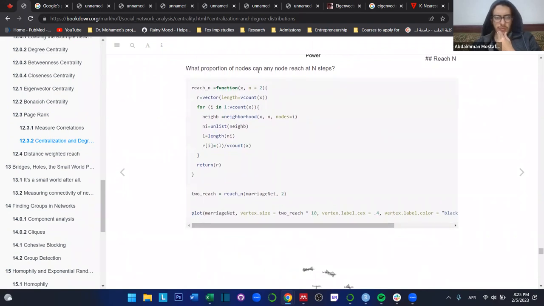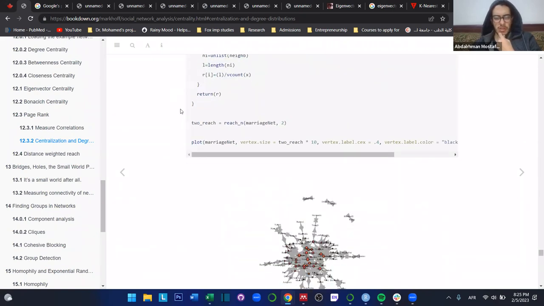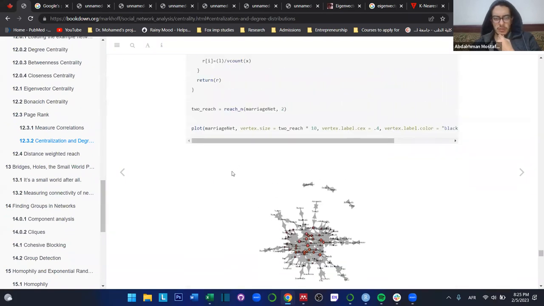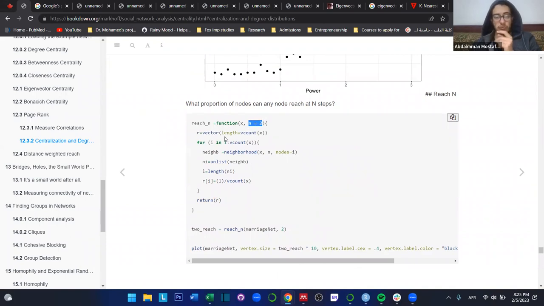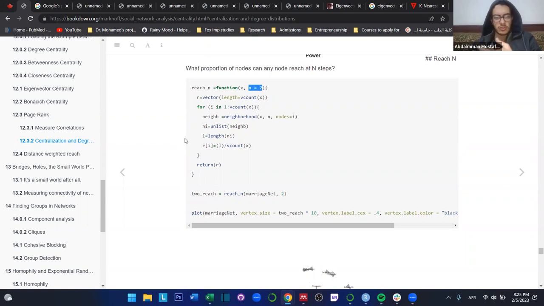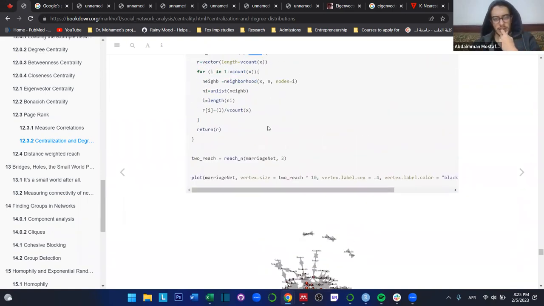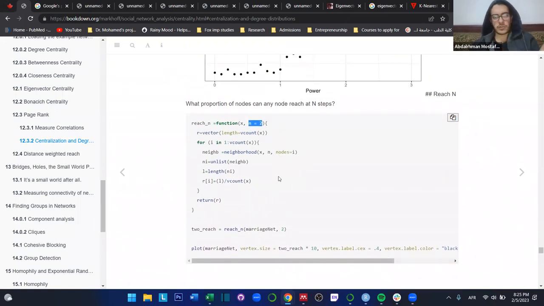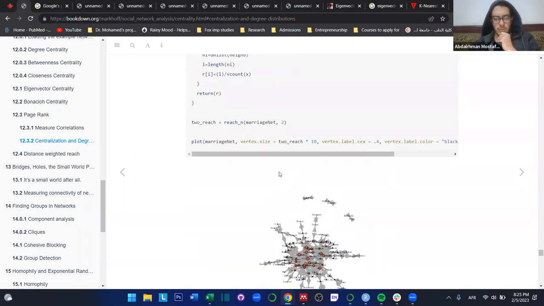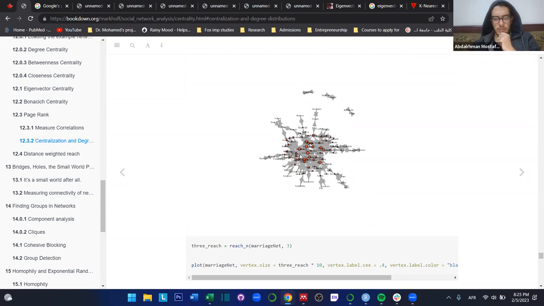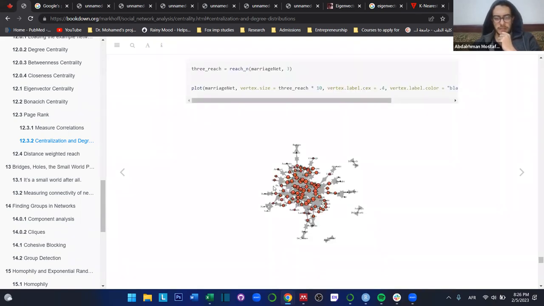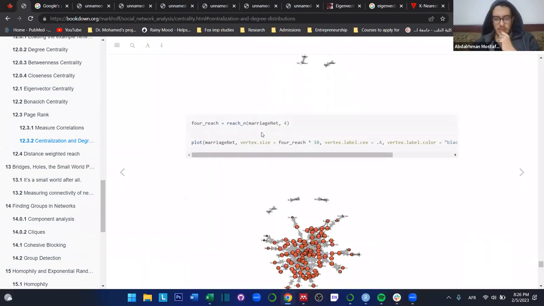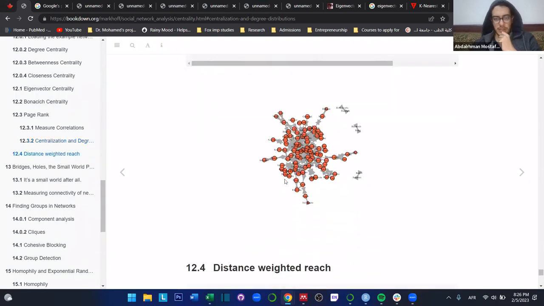The next question they asked was, what proportion of nodes can any node reach at n steps? And this is actually quite an interesting question. If the number of steps is 2, then the accessibility of more connected networks is quite high, whereas of the less connected networks is quite low. And as you increase the number of steps, the scaling favors the less connected ones more than the more connected ones. And so you see here, the more central ones are larger. And as we increase that, the ones in the periphery start to bloom in a sense, right? And by step number 5, we find that almost all of them are equal in size essentially.